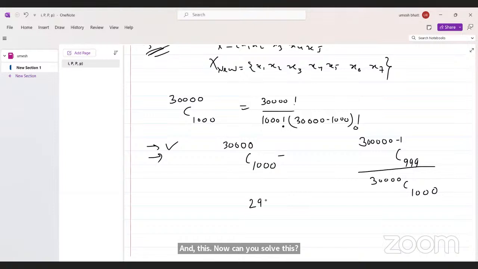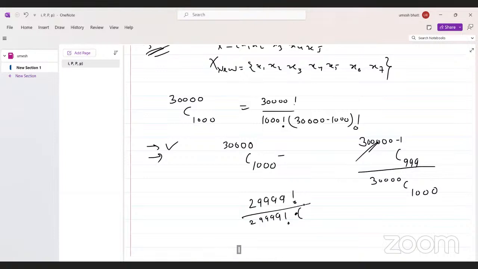So this is 29999 factorial divided by 29999 factorial minus... no, not minus. Let me share my approach, what I actually did in this particular question. I named this term, 30,000 choose 1,000, as T to write it in a simpler term. So this is T.